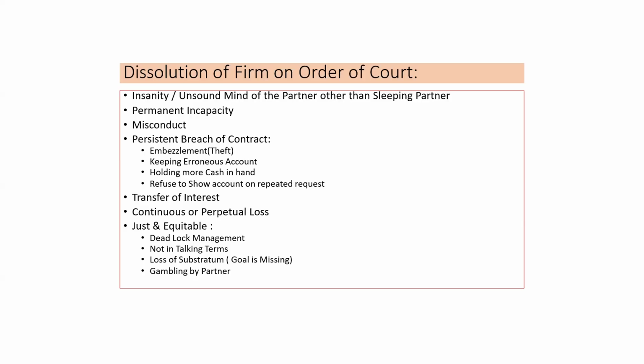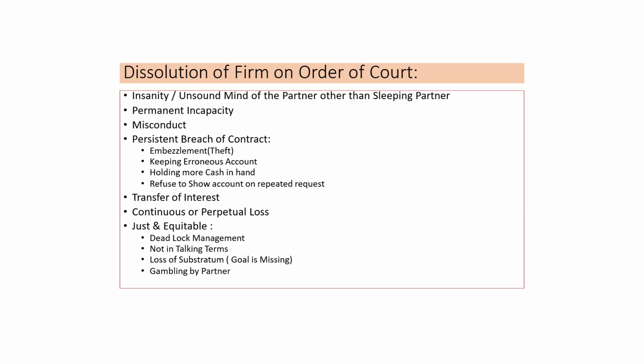Dissolution of firm on orders of the court. The firm can be dissolved as per the orders of the court also. If there is insanity or unsound mind of a partner other than a sleeping partner, if there is permanent incapacity, if there is misconduct, persistent breach of contract, suppose some theft is there, you are keeping erroneous accounts, holding more cash in hand, or you refuse to show accounts on repeated request. In this case, the registrar will take action, and the court will order dissolution of the firm.